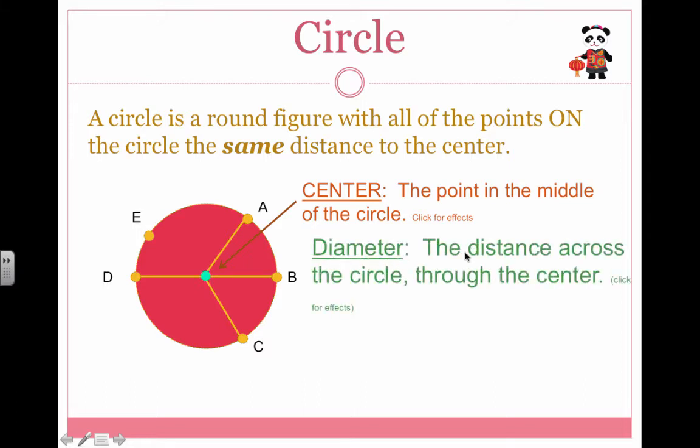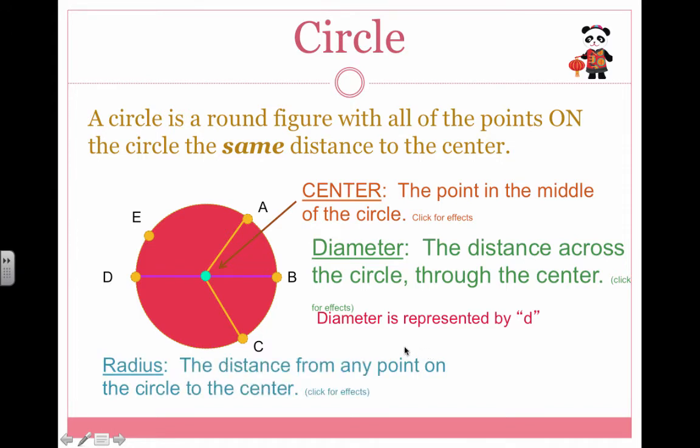Okay, the diameter is the distance across the circle through the center. Now it doesn't have to be drawn right here. It could be drawn here or here, just as long as it goes through that center from one side to the other side. See, that's it right there. Alright, the diameter is represented by D.